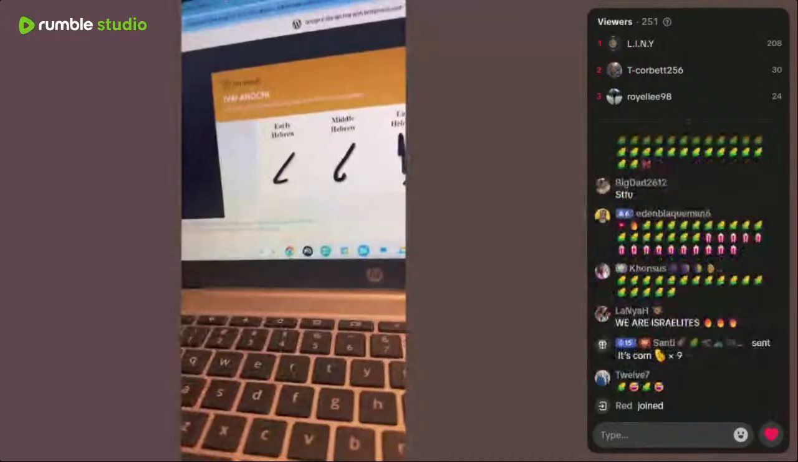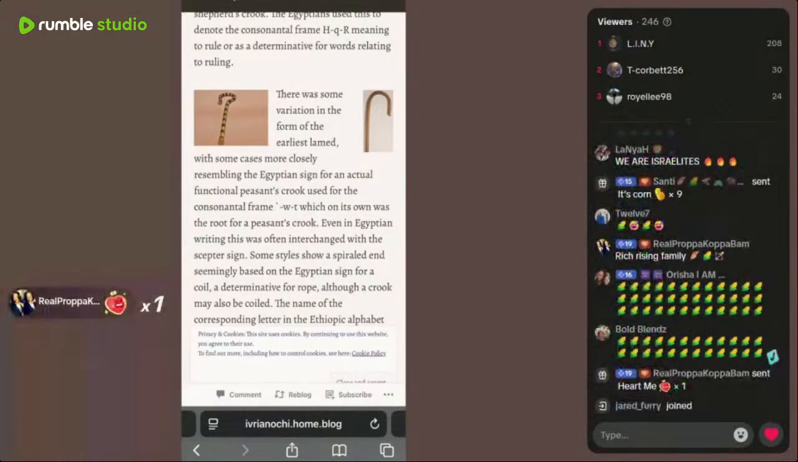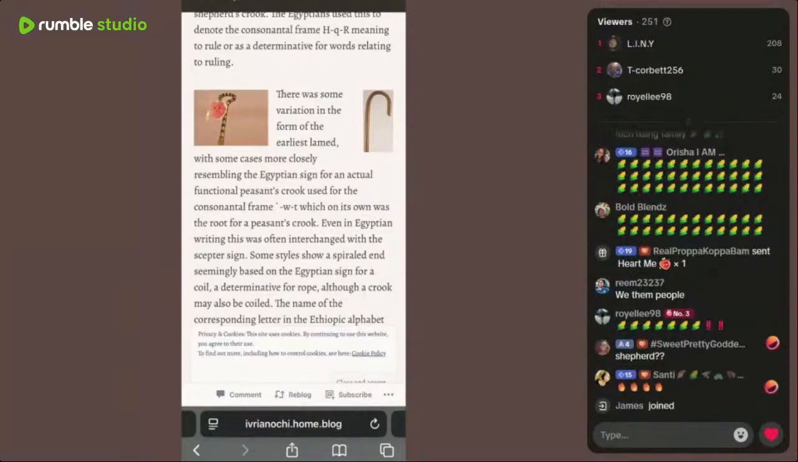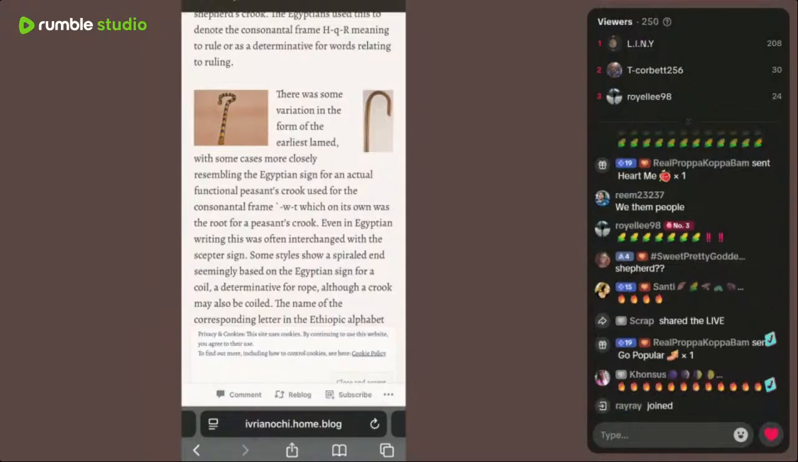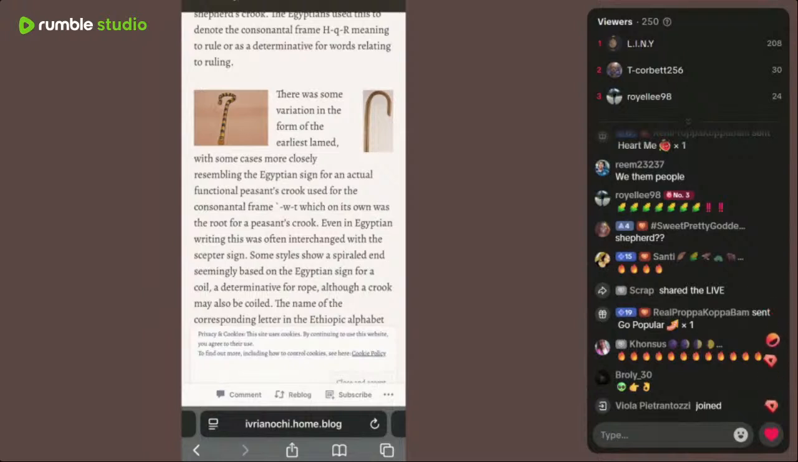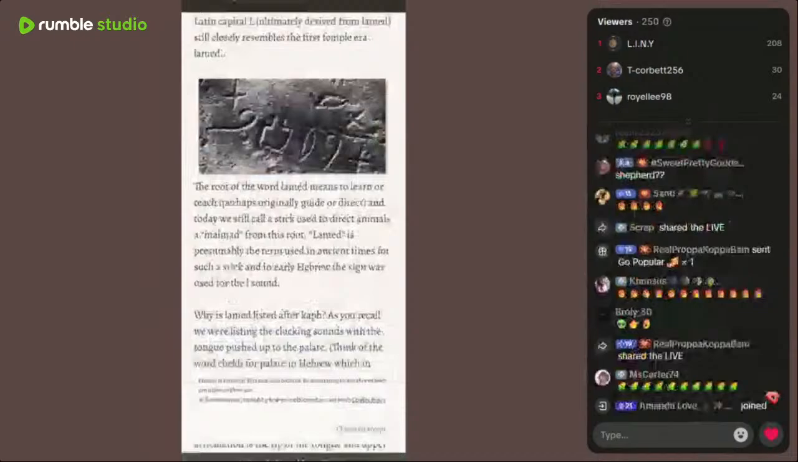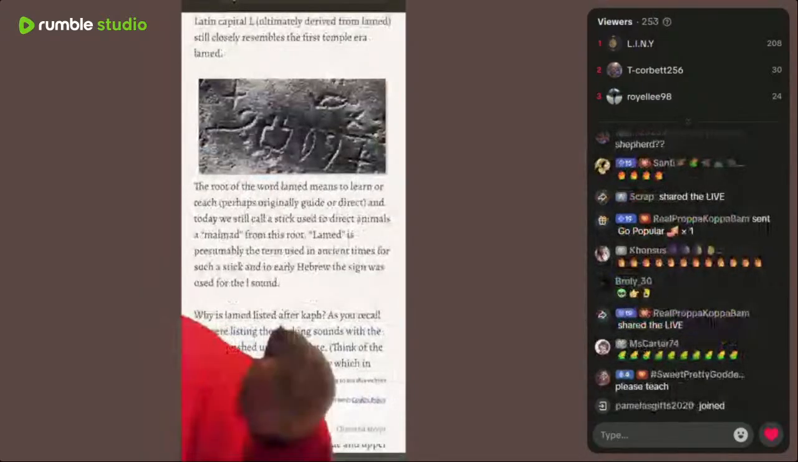Interesting. Let's go back to the cane. Lambed closely resembles the Egyptian sign for the actual peasant's crook, used for the consonantal frame. Let's go see what lamb means. That's exactly what it means. Same thing. Let's go back. Same teacher. Lamb is the crook. That's it. Lambed.